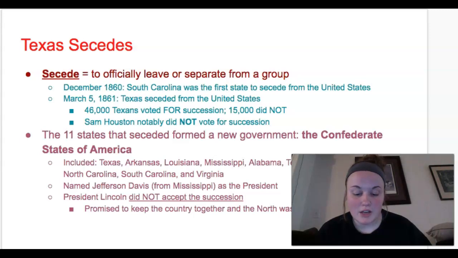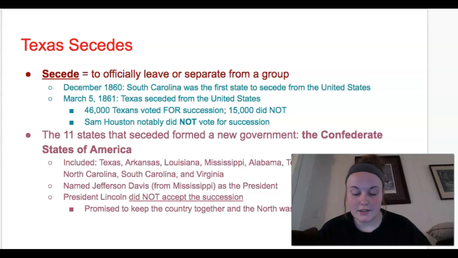A majority of the 174 delegates were slave owners. At the convention, delegates protested, quote, the insults, threats, and aggressions, unquote, of the North. In the end, more than 46,000 Texans voted for secession. Still, almost 15,000 Texans voted against it. Notably, Sam Houston was one of the Texans who opposed secession. However, on March 5, 1861, Texas officially seceded from the United States of America.